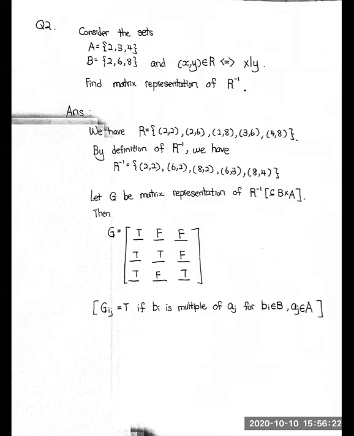Now question 2, we are also given two sets, A which is 2, 3, 4, and B which is 2, 6, 8, and the relation is defined as (x, y) is in R if and only if x divides y. In other words, y is a multiple of x. Now we are tasked to find the matrix representation for R inverse. First, we can easily verify that R is equal to the set (2, 2), (2, 6), (2, 8), (3, 6), and (4, 8). By definition of R inverse, we just need to switch the positions of the elements in R.